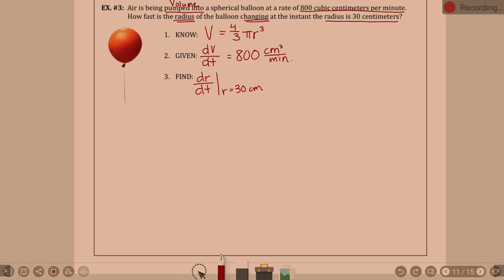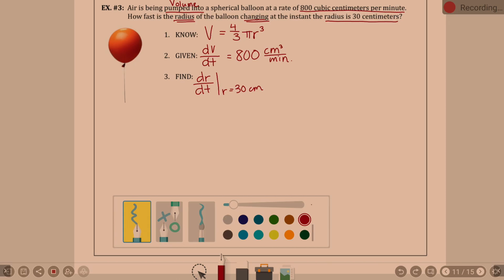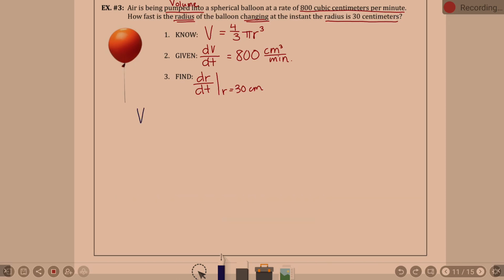Okay, you guys ready to start? Like plug. Well, we can't plug yet. Why not? Because we have V equals 4/3 pi r cubed, and we don't have a dV dt and a dr dt, so we have to differentiate. That's always a step here. So the derivative of V, dV dt, is the derivative of 4/3 pi r cubed, which is 4 pi r squared.